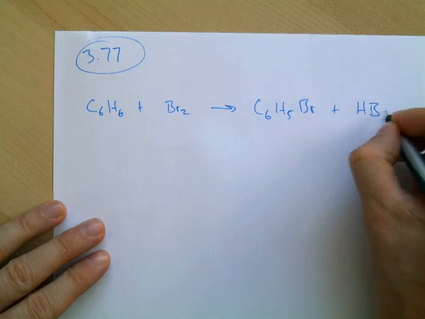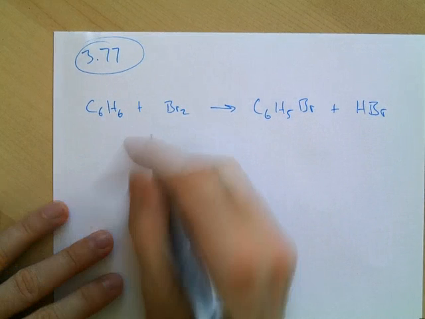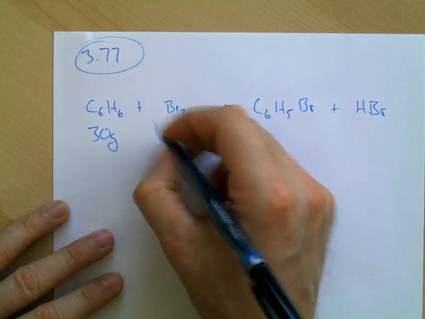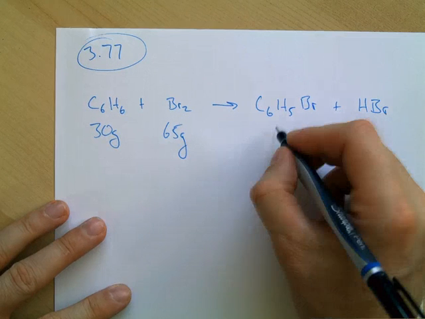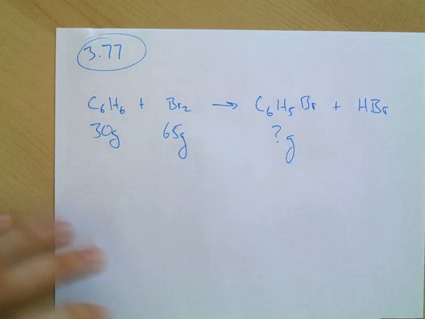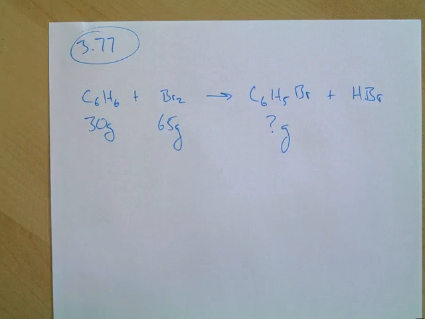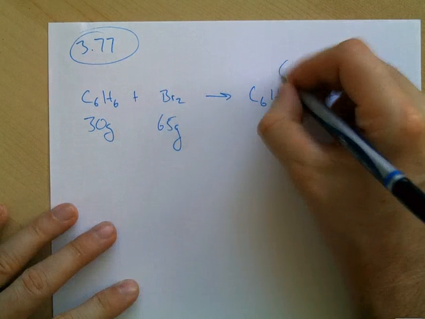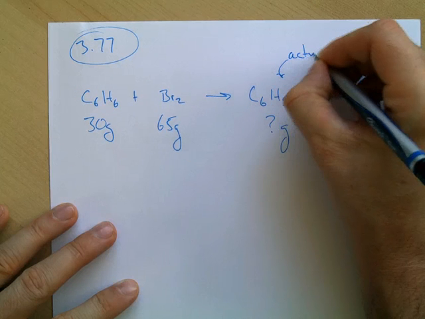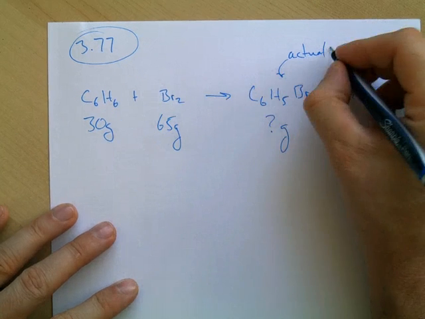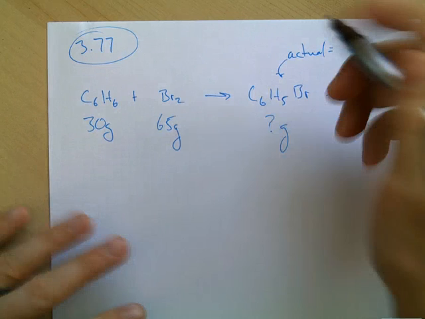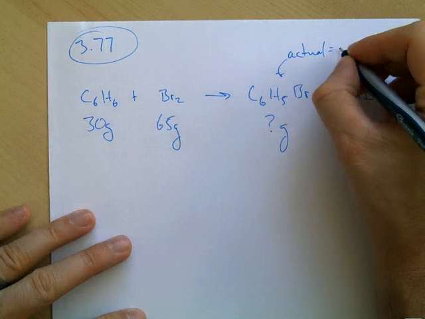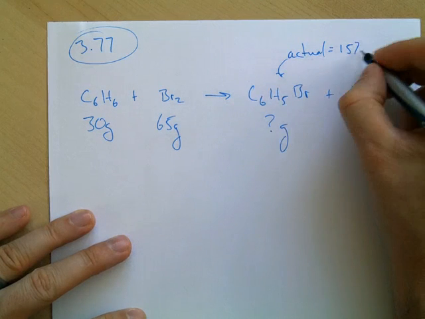The given information is that you started with 30 grams of this and you started with 65 grams of this guy. What they're asking for is what the theoretical yield is. This is a limiting reactant problem before we even get into the percent yield part. The percent yield part will come in later because it turns out that the actual yield for this compound right here, which will give us a ballpark when we're calculating our theoretical yield, which should always be higher than the actual yield, and the actual yield ends up being about 157 grams.